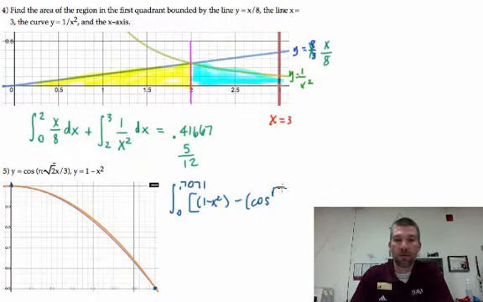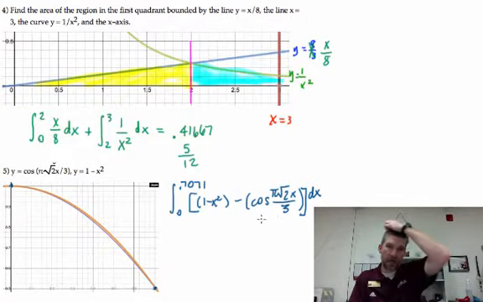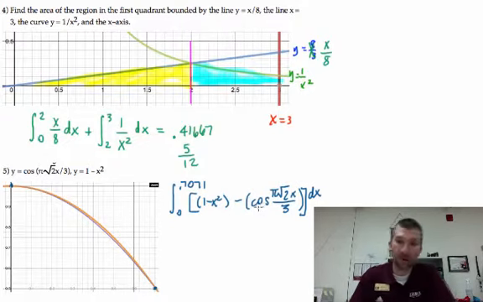Cosine of pi times the square root of 2 times x over 3 dx. And this is a little bit more complicated. The actual integration of this guy is not too bad. You'll have a u substitution with cosine. So if you're trying to find an exact answer, that's what you'll need to do there.